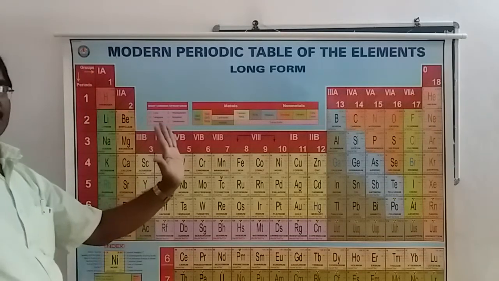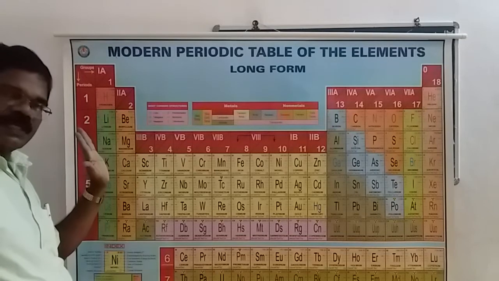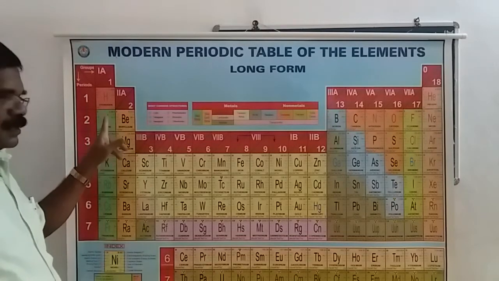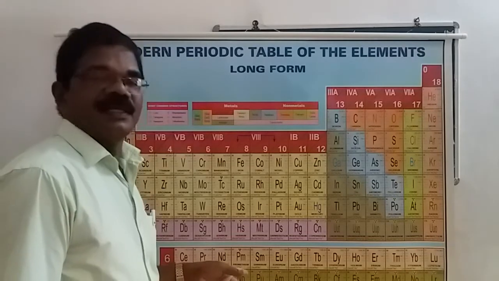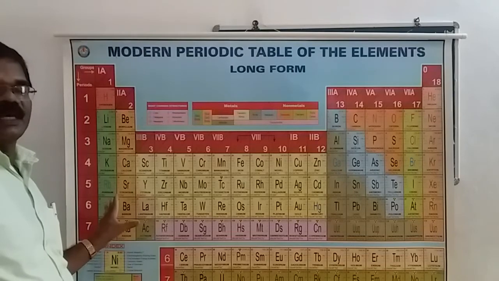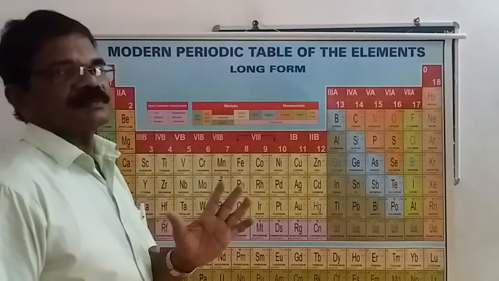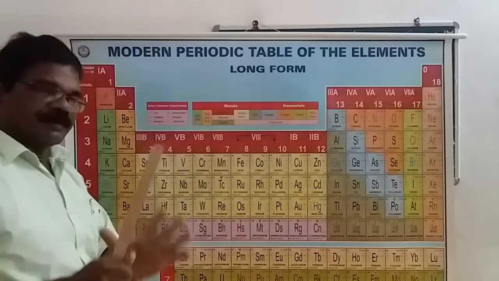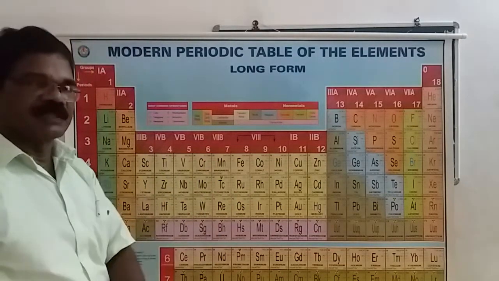The metals are on the left side. Metallic character means tendency to lose electrons. If the tendency to lose electrons increases, metallic character increases. Metallic character and non-metallic character depend directly upon the size of the atom. The only difference is that metals lose electrons, and non-metals accept electrons.